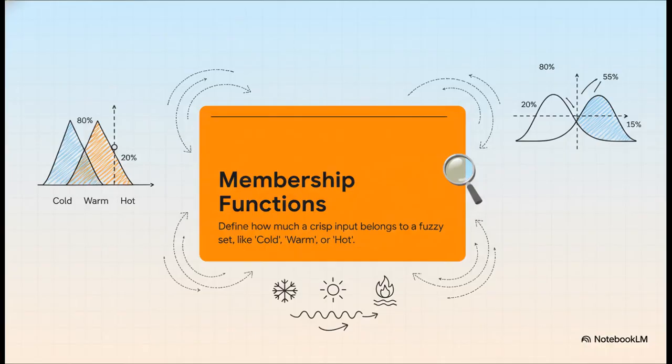The real magic starts right here with something called membership functions. This is the key idea. A specific temperature, let's say 18 degrees, isn't just cold or not cold. Nope. It might be, say, 80% cold, but also 20% warm at the same time. These functions, whether they're shaped like triangles or smooth curves, are what define those all-important shades of gray.